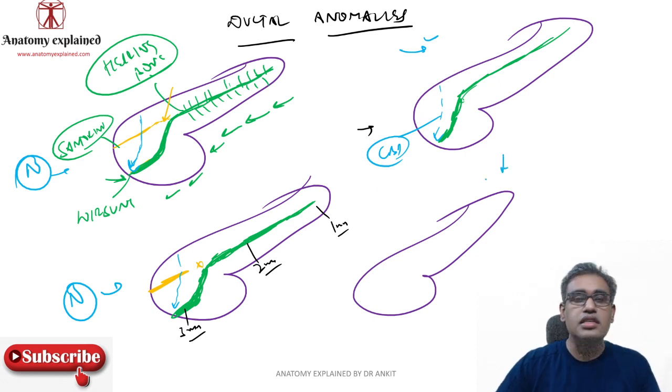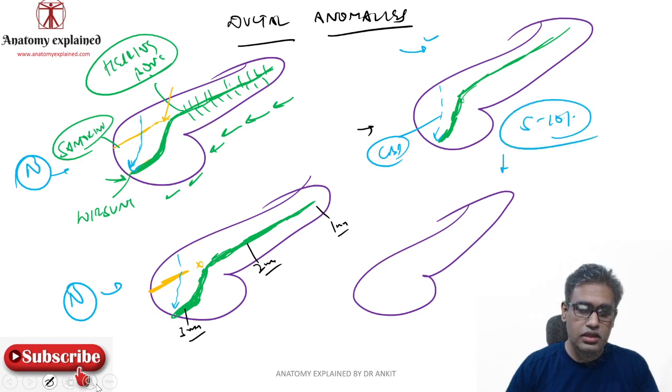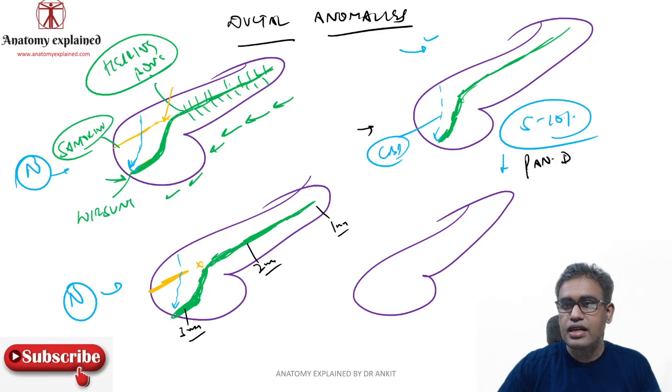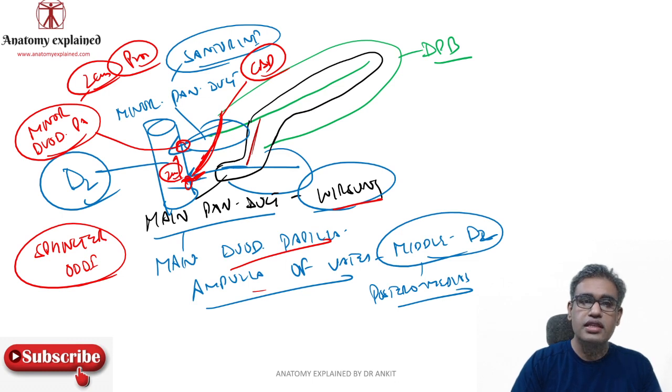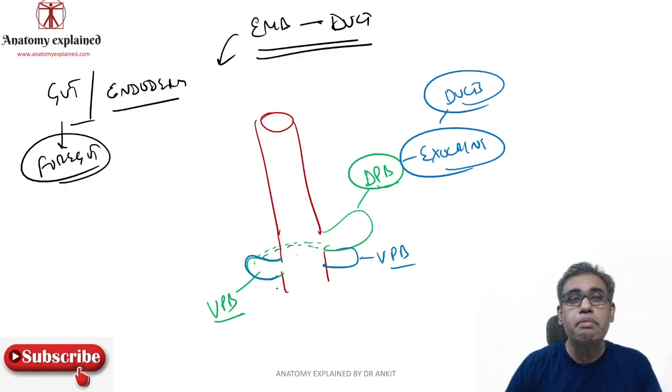Another abnormal variation is very common. It is seen in around 5 to 10% of individuals. That is a huge number. That anomaly is known as pancreatic divisum. Now what is this pancreatic divisum? As we have seen just before, there are two pancreatic buds, the ventral and the dorsal.